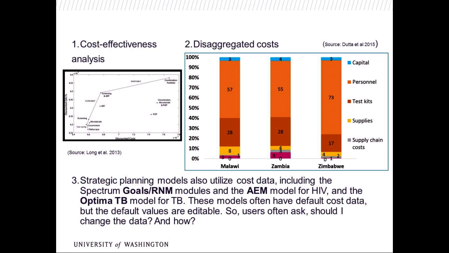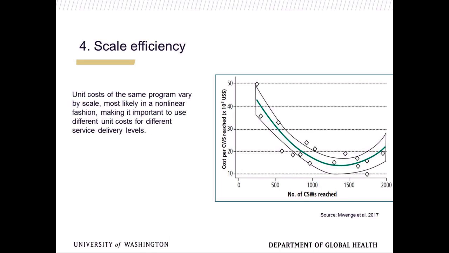So these models often have cost data in them, but they're old and they may be wrong, right? So how can you improve the data? Your users can change them, but with what? And then we really like to look at scale efficiency. As we increase the number of beneficiaries reached, what happens to that cost per beneficiary?